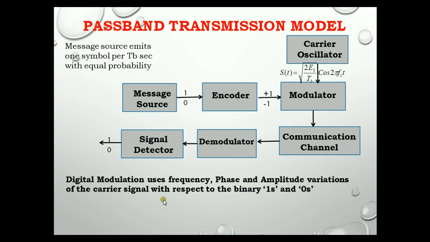Digital modulation uses frequency, phase and amplitude variations of the carrier signal with respect to the binary ones and zeros. Since the characteristics of the carrier will be shifting based on the values of ones and zeros, the digital modulation schemes are also called shift keying techniques. So based on frequency, phase and amplitude, we have frequency shift keying, phase shift keying and amplitude shift keying.